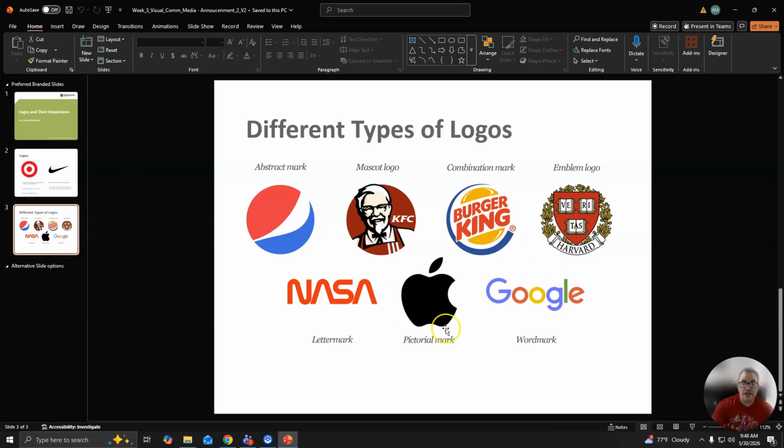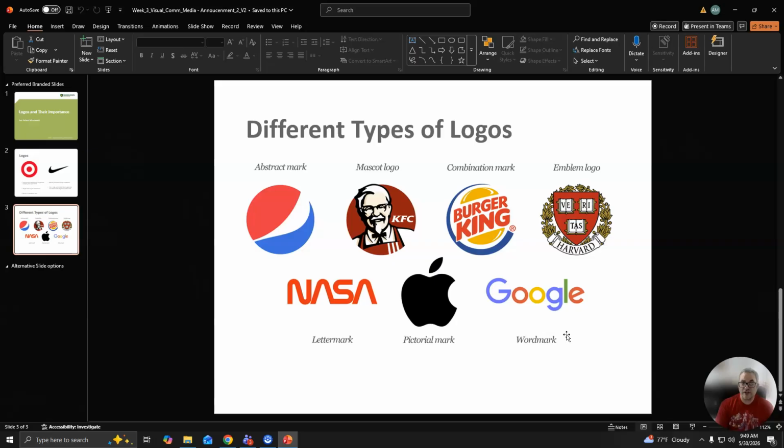Now, the other 3 types are called marks in a way. One's a letter mark, one's a pictorial mark, and one's a word mark. The letter mark itself is an abbreviated name for a big company or organization. For example, NASA. It stands for the National Aeronautics and Space Administration. That's big. That's a lot of things.